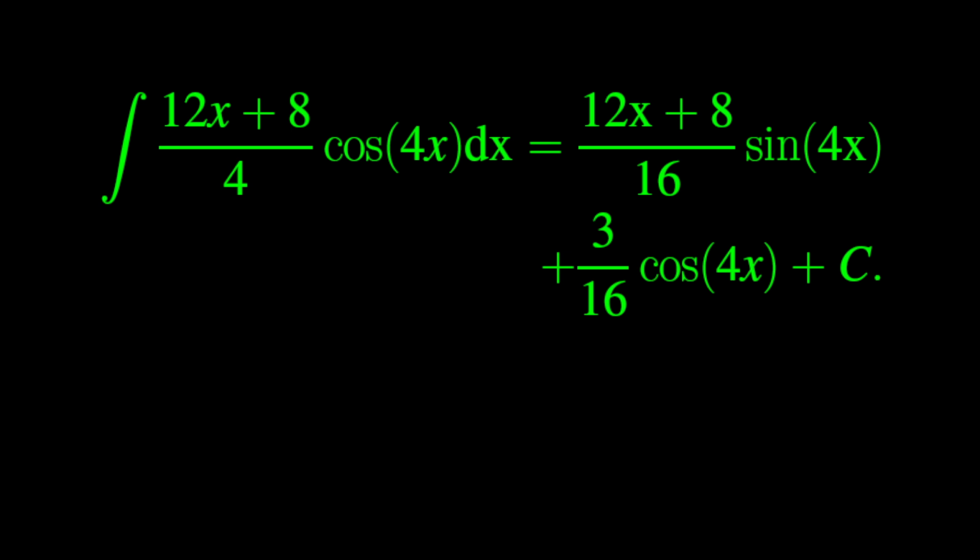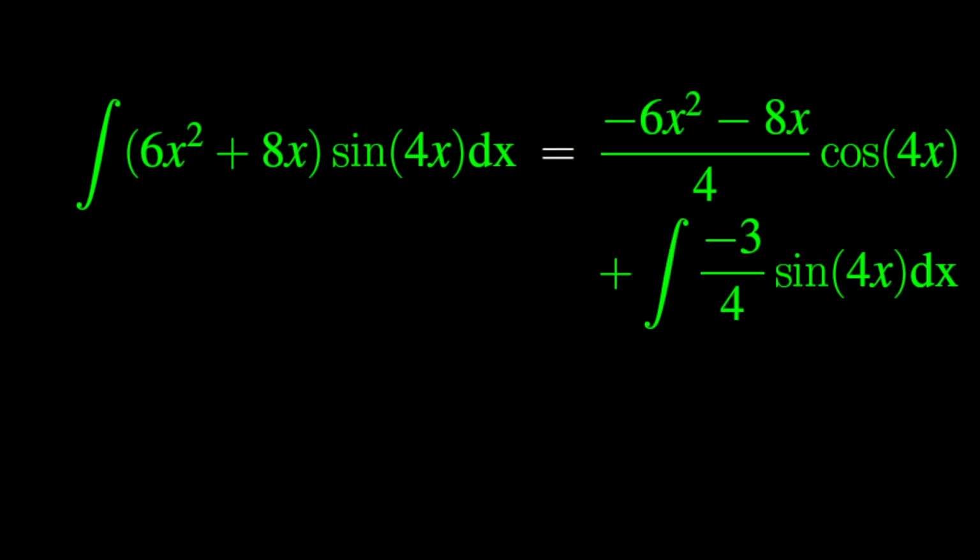Now we have to aggregate the results of these repeated applications of the integration by parts to get the final value of the antiderivative of (6x² + 8x) times sine of 4x. The first integration by parts gave the following result. So, the integral of (6x² + 8x) times sine of 4x dx is equal to minus (6x² + 8x) over 4 times cosine of 4x, plus the integral of (12x + 8) over 4 times cosine of 4x dx.